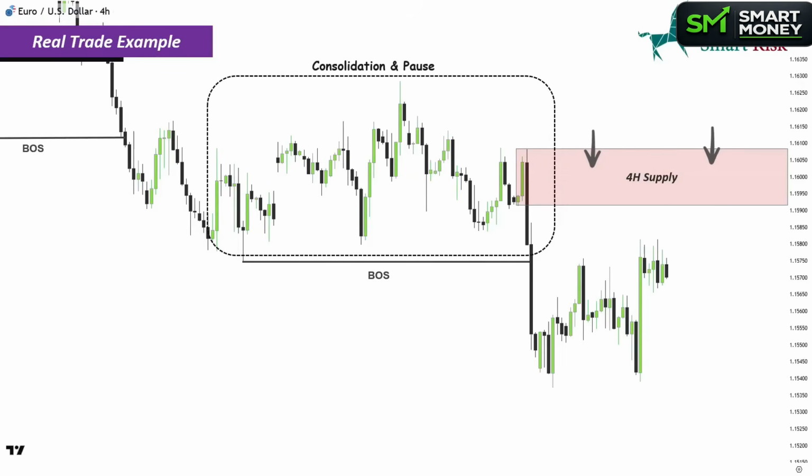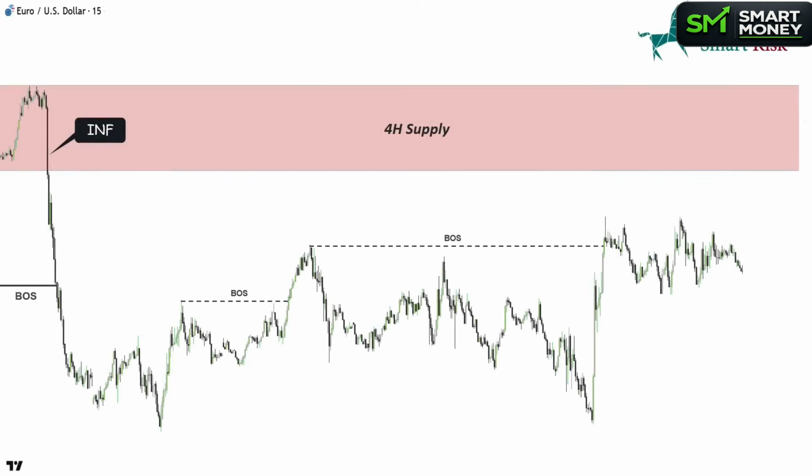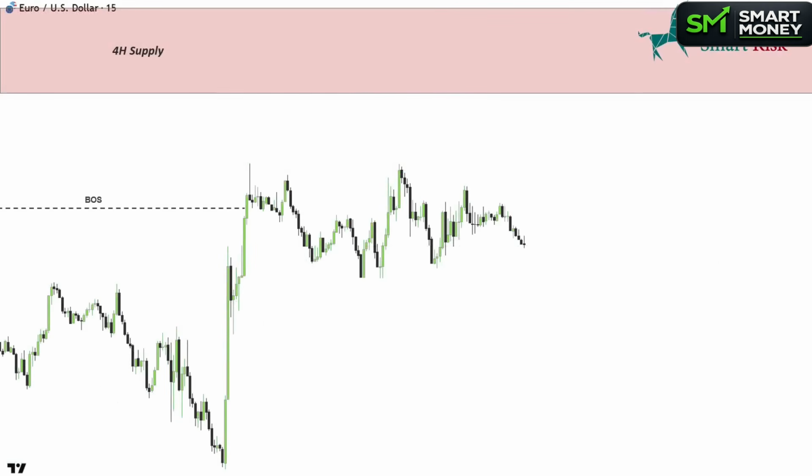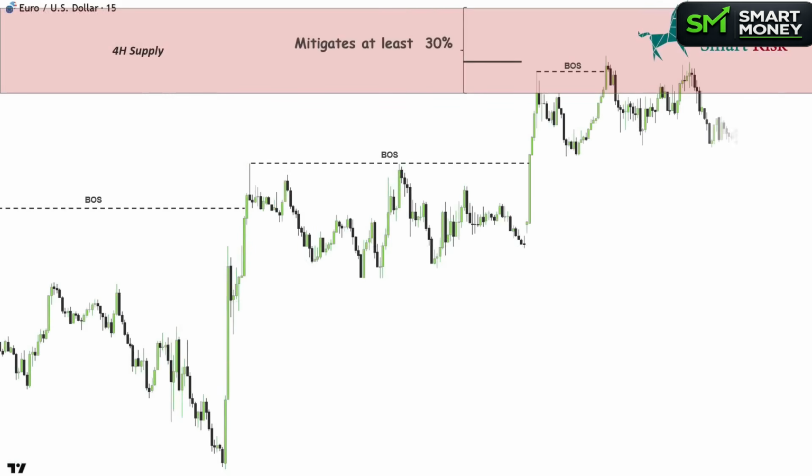This gives us an ideal location to look for short opportunities, but only after price returns to the zone and provides confirmation on the 15-minute chart. At this point, we move down to the 15-minute time frame and monitor price action more closely. What we want to see is simple. Price should enter the 4-hour supply zone, show rejection, and then form a bearish market structure shift.